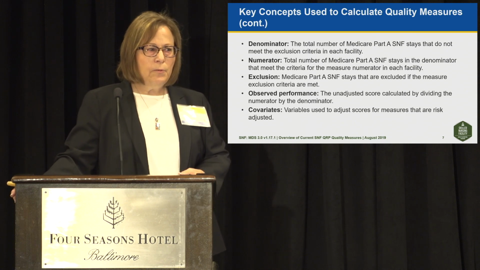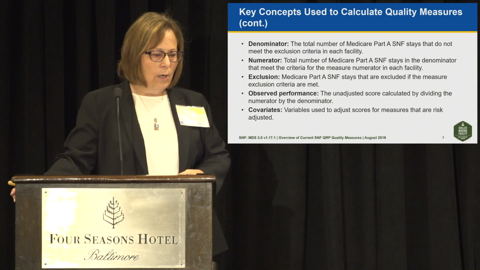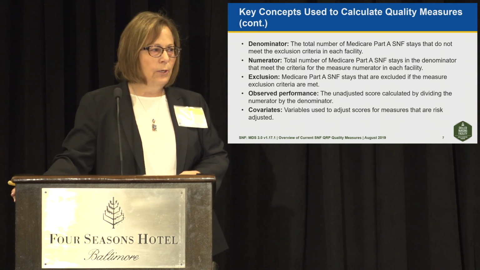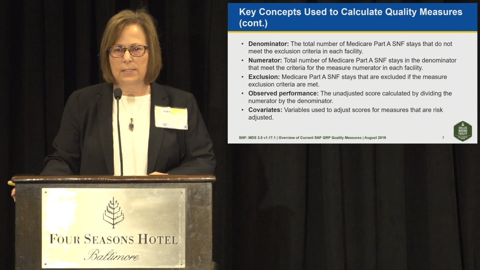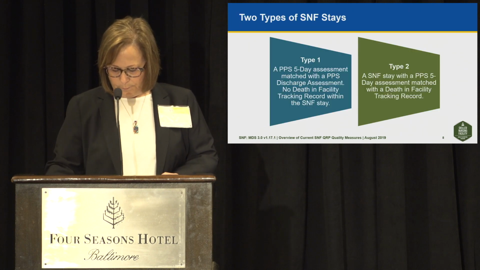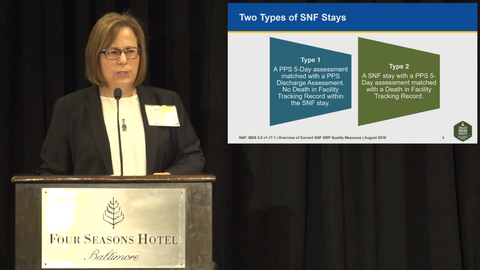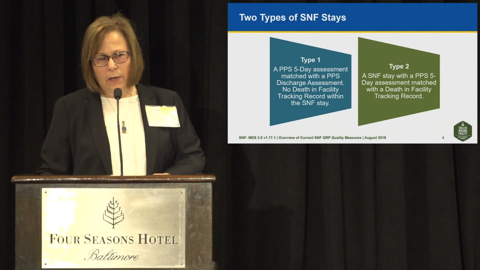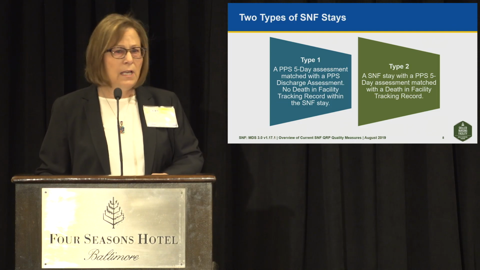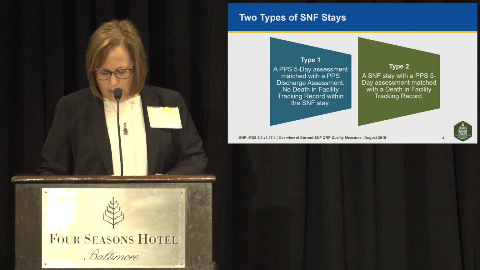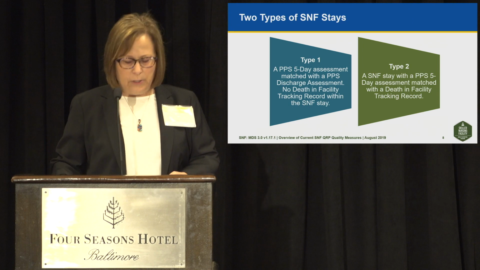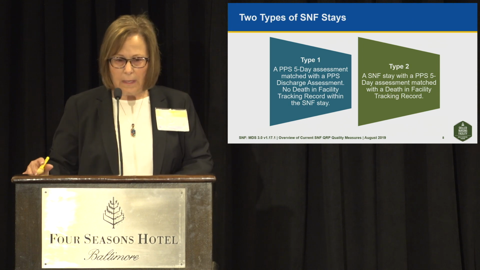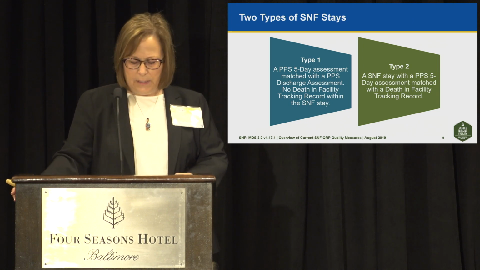The observed performance is an unadjusted score calculated by dividing the numerator by the denominator, and covariates, which are variables used to adjust scores for measures that are risk adjusted. These are general definitions or concepts, but can vary by measure. For example, for the claims-based measures, such as potentially preventable readmissions or discharge to community, these definitions may be a bit different.